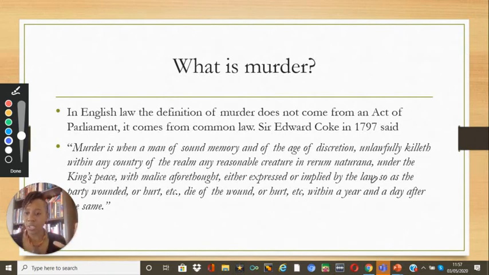But in Sir Edward Coke's definition from 1797, as you can see, we do get a definition of murder. And then we have other case law, which comes up later on, which helps us to understand exactly what murder is, what we're looking for when we have a defendant who is accused of murder, and whether or not that defendant will be found guilty or not. So let's look at some of that now.